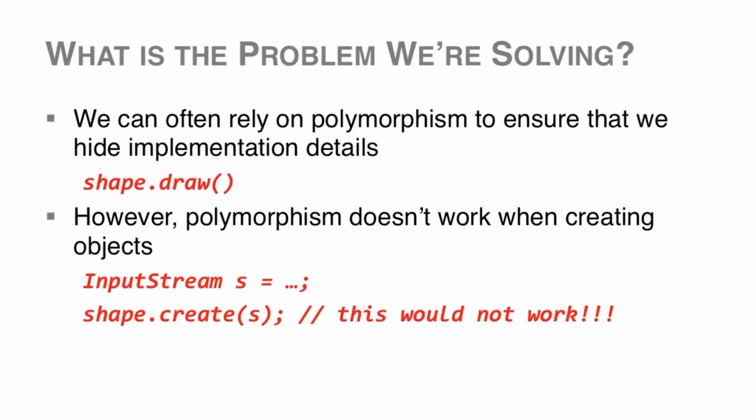Whenever we're creating objects, say from an input stream, we can't just call shape.create, because to take advantage of polymorphism, an object must exist. Now, there are some languages that have polymorphic constructors or have features that make it easy to do this, like Smalltalk or Objective-C, for instance. However, in Java, we can't do this without some trickery.